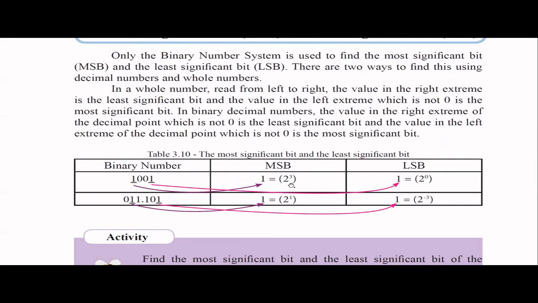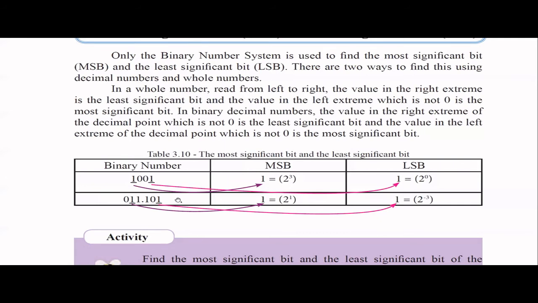It's actually 2 to the power 3 it's denoting, that means 8. This 1 is representing 8. And here it should be this LSB or LSD, same thing, least significant digit or bit. It's not a decimal number, it's actually a whole number. In a whole number, we just consider the right extreme number. So it's 1 anyway.